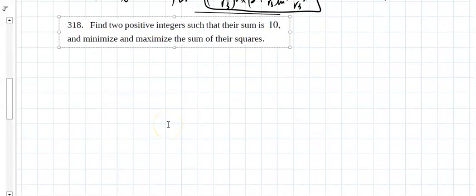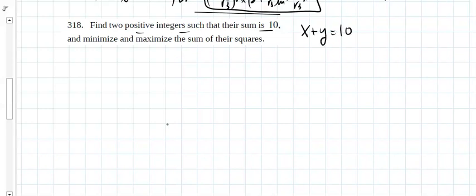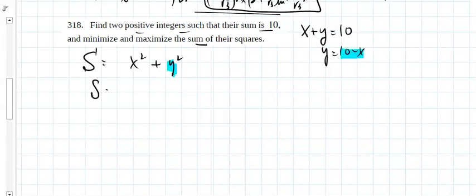Here's another problem. Find two positive integers such that their sum is 10. Let's say x and y are both positive, their sum is 10, and minimize and maximize the sum of their squares. Now what's wrong with that? There are two unknowns. So if I solve for y, I say y equals 10 minus x, take this and put it right there. And now this sum is in terms of one unknown.